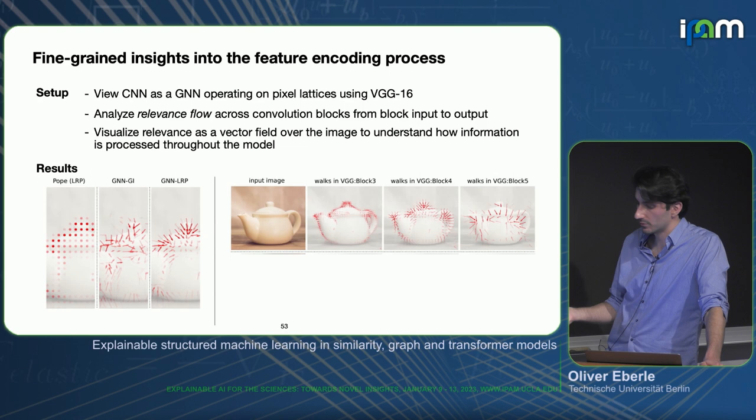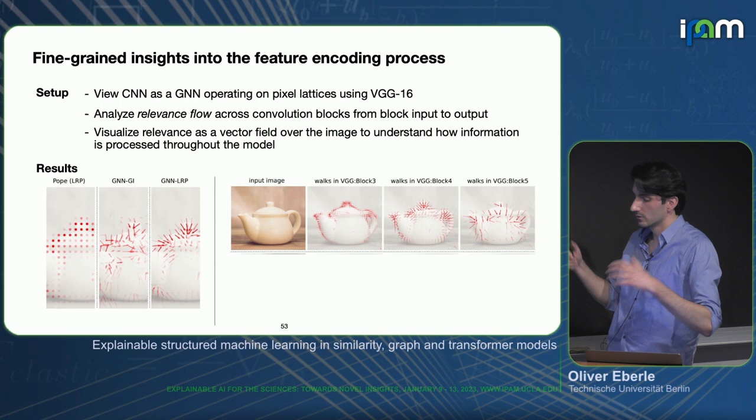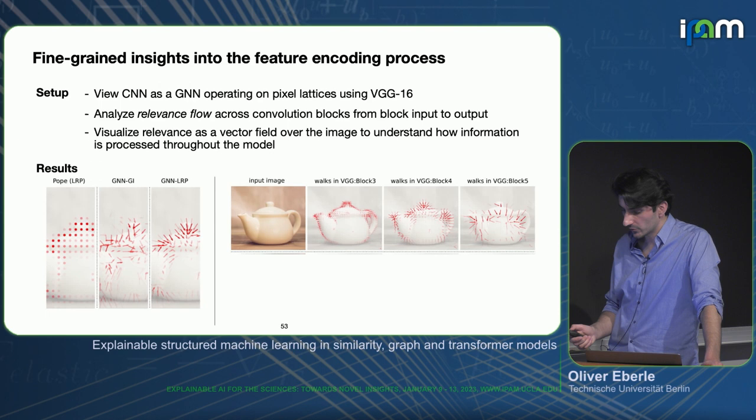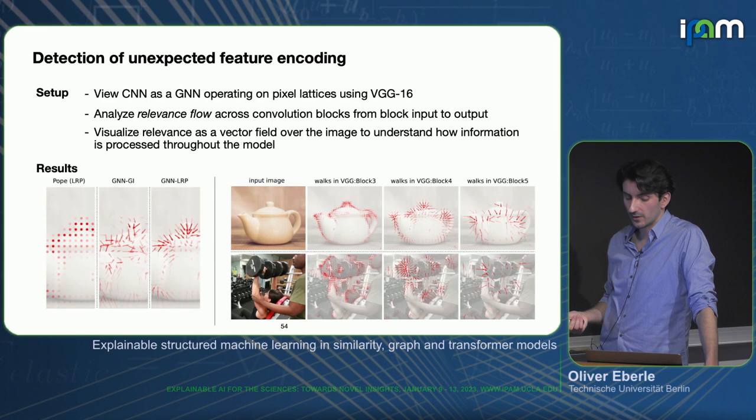And then in the later block, very close to the classification, you see how all of these fields start to represent one singular concept. Because you need a holistic representation, of course, to make a classification decision in the end. So this gives you a lot of insight. And with this, we could also uncover an unexpected feature encoding that was already well known in the community. So basically, an effect of spurious correlations in your training data set.